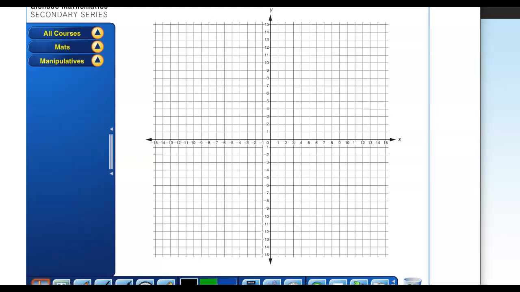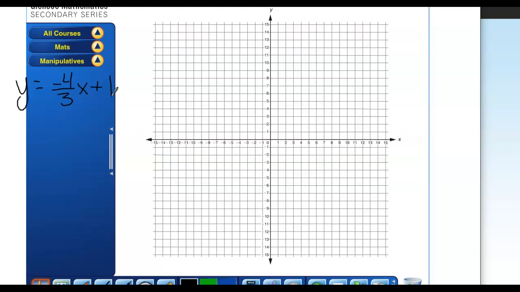Going to work backwards. So I'm looking at number 11 on page 203. We have the equation y equals negative 4/3 x plus 1. You need to graph the equation on a separate piece of grid paper, which is what we're doing.